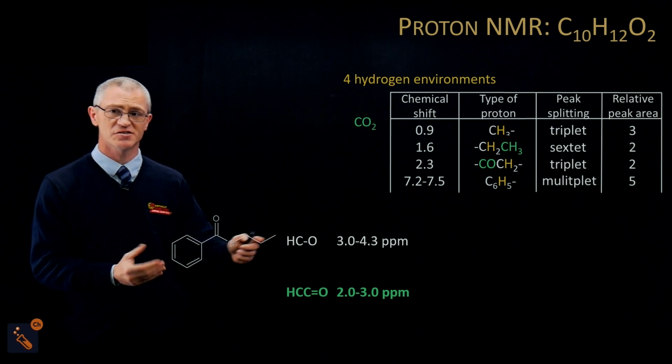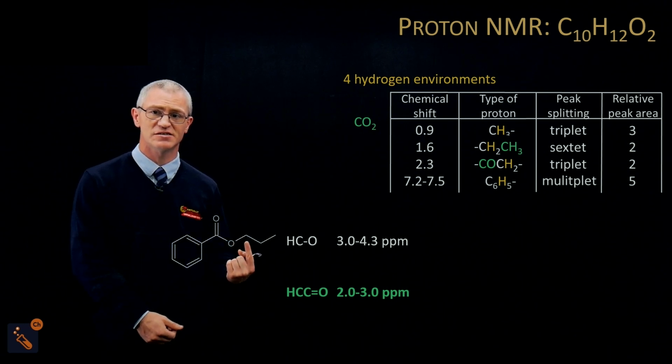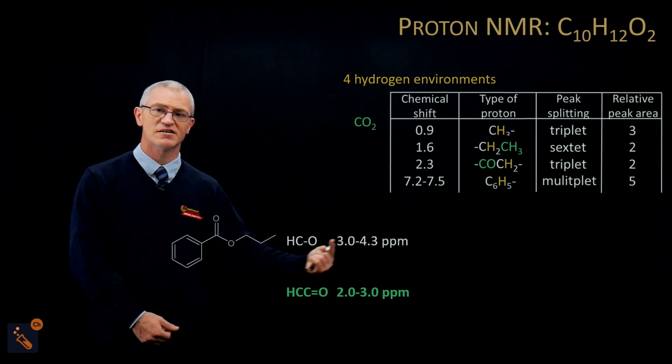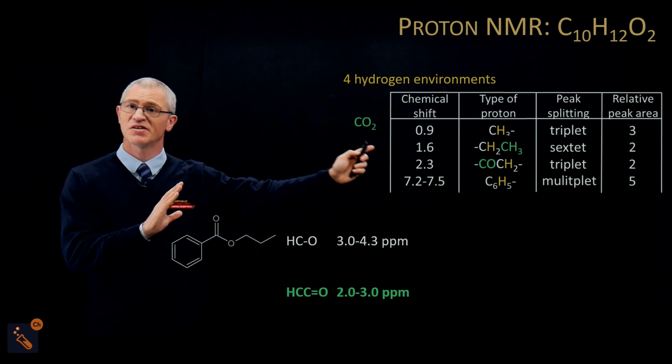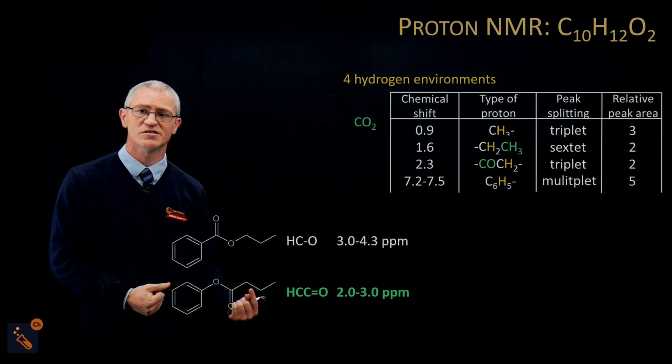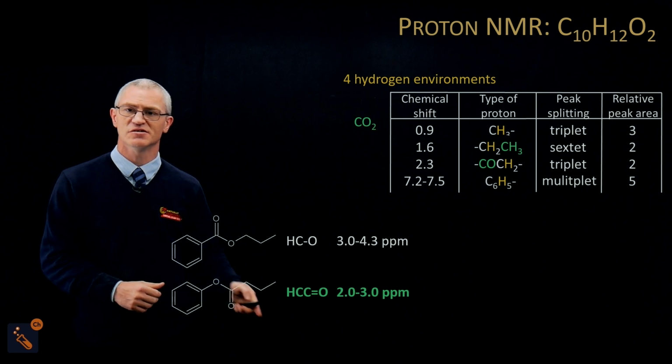The other isomer is where the CH2, and you can see this CH2 here, is bonded to the single bond O. If it's that, 3 to 4.3. We didn't have that, we had it at 2.3. So we had this isomer down here where the CH2 is bonded to this CO.